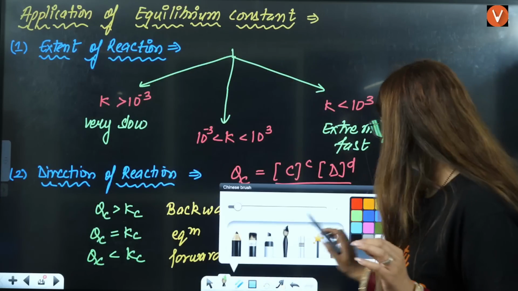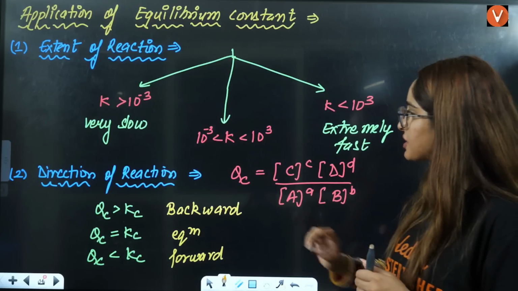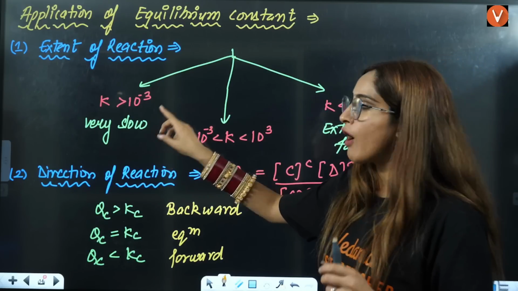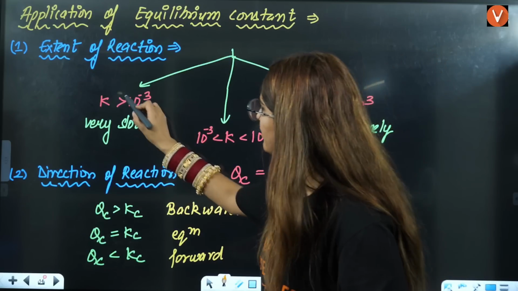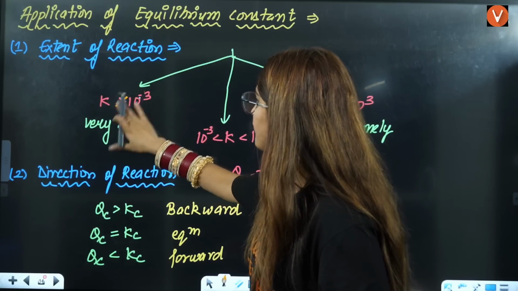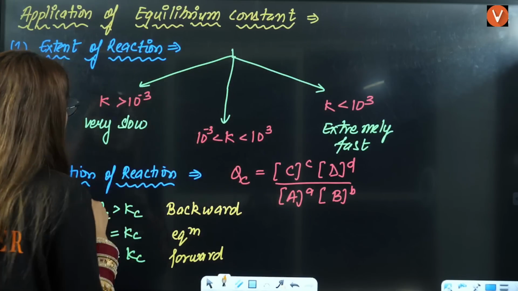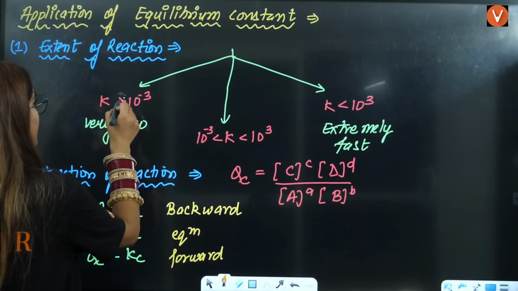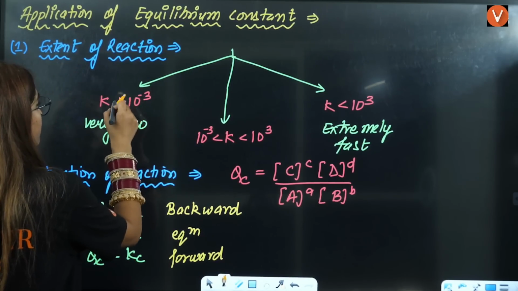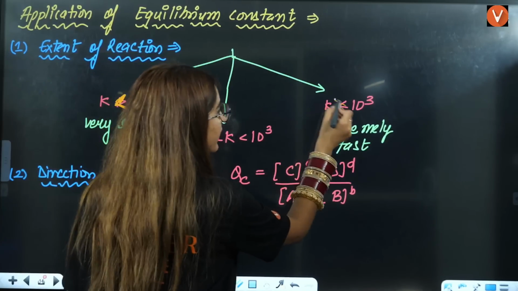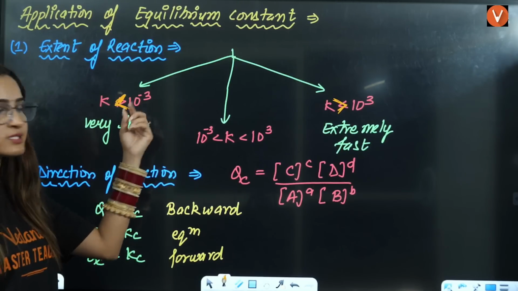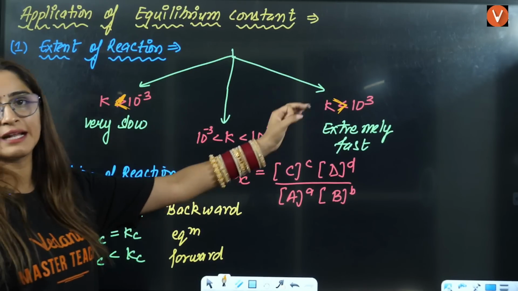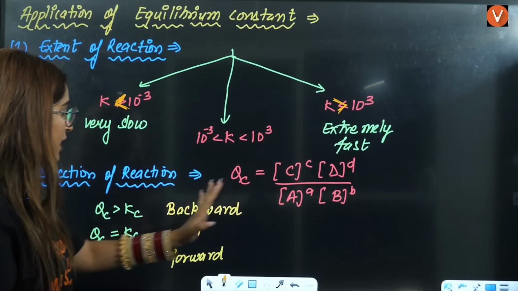Right? Then the extent of these reactions. If K is less than 10 raised to power minus 3, the reaction is very slow. If K is greater than 10 raised to power 3, it is a very fast reaction.